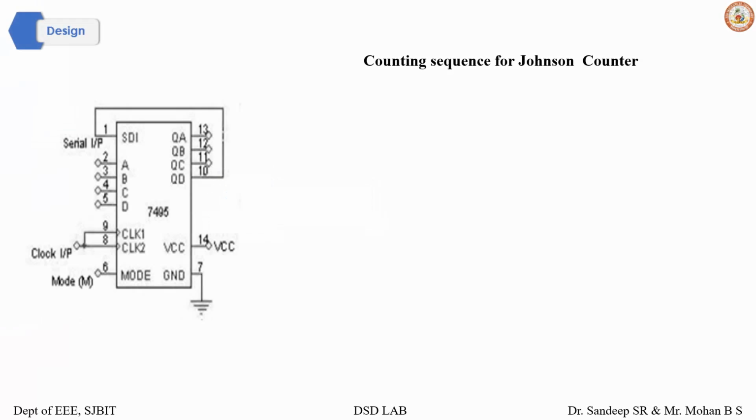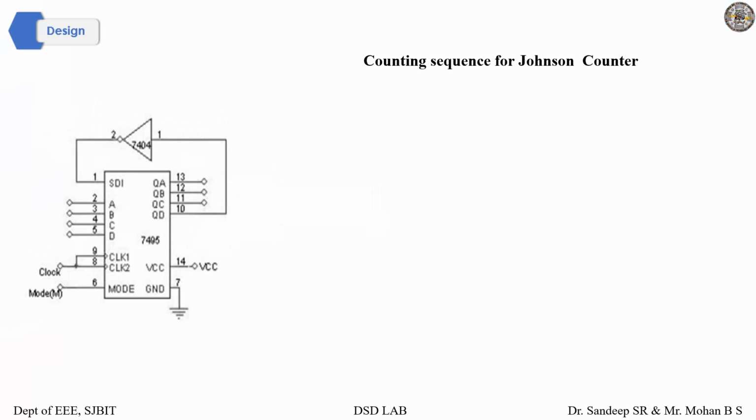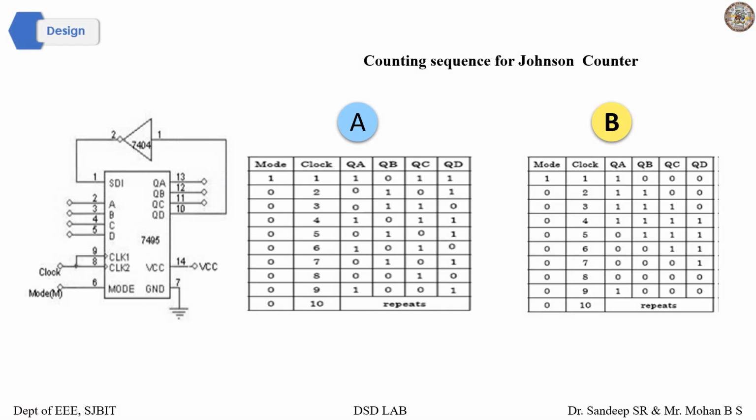Circuit diagram with respect to ring counter. So for Johnson counter, the only difference is you'll be adding a NOT gate as discussed above from pin number 10 to pin number 1. So let's see the two truth tables here to understand.